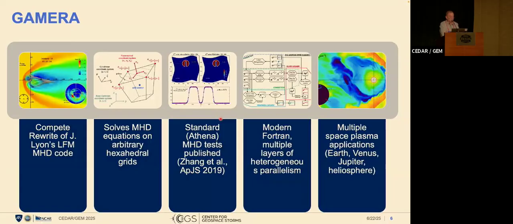That's one of the pictures I made when I was a grad student in the upper left there. That still looks pretty cool, but we're building on that LFM numerical technology. It is being able to solve the MHD equations on arbitrary hexahedral grids with face-centered and cell-centered coordinates, to do all the modern shock capturing processes to allow you to simulate a system as complicated as the magnetosphere.